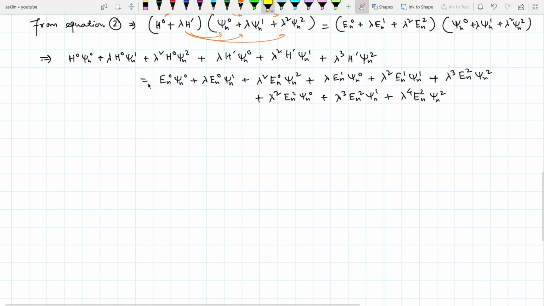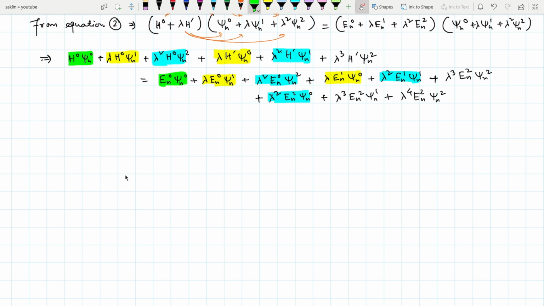Now look at this. Here lambda is present, here also lambda is present, and here also lambda is present. Now changing the color. Here lambda square is present, here also lambda square is present. Now this is zero order, this is also zero order. You can see the colors.